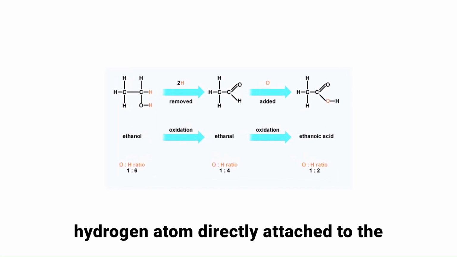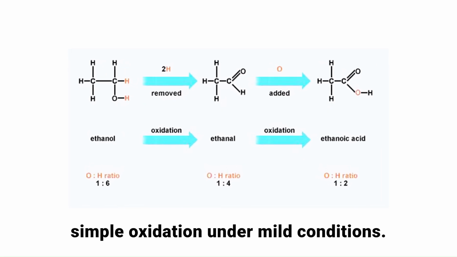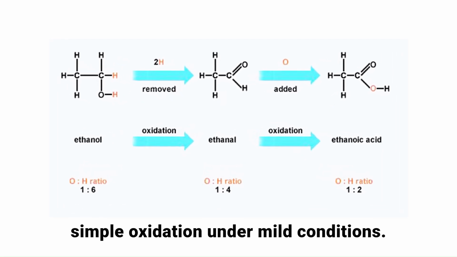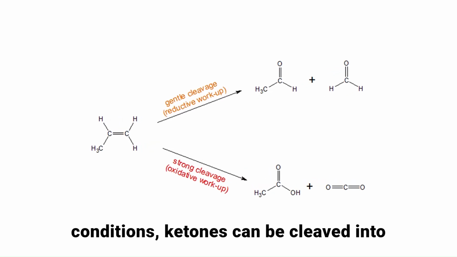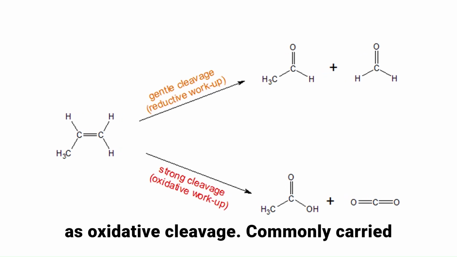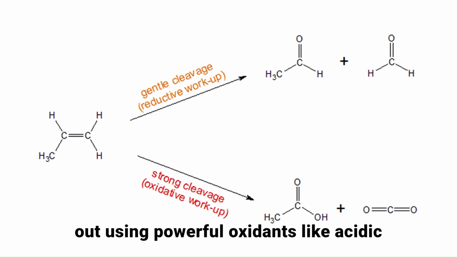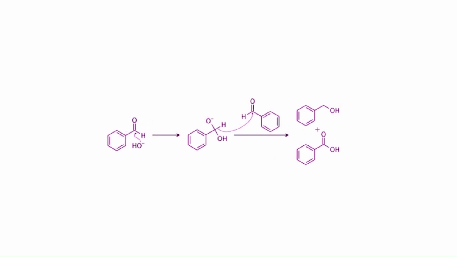Since ketones lack a hydrogen atom directly attached to the carbonyl carbon, they do not undergo simple oxidation under mild conditions. However, under strong oxidative conditions, ketones can be cleaved into smaller carboxylic acids, a process known as oxidative cleavage, commonly carried out using powerful oxidants like acidic potassium permanganate or ozone.